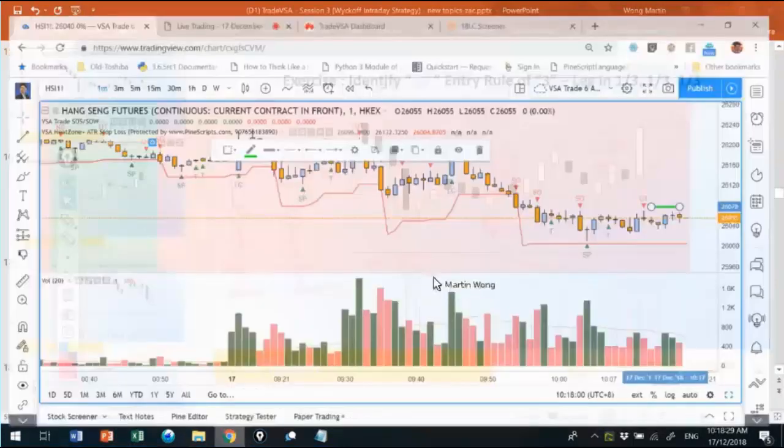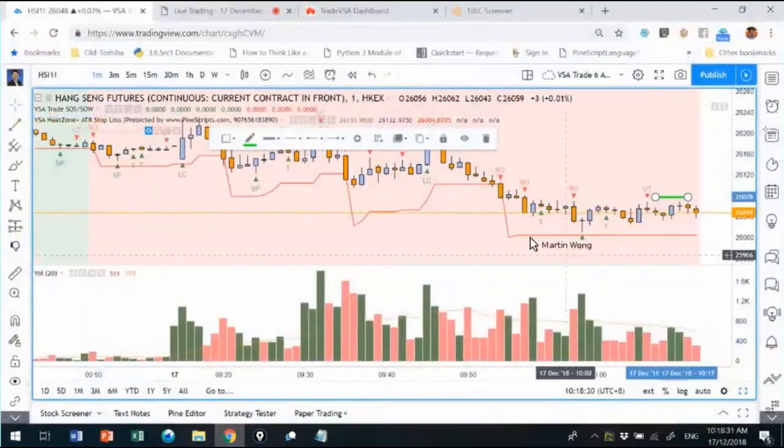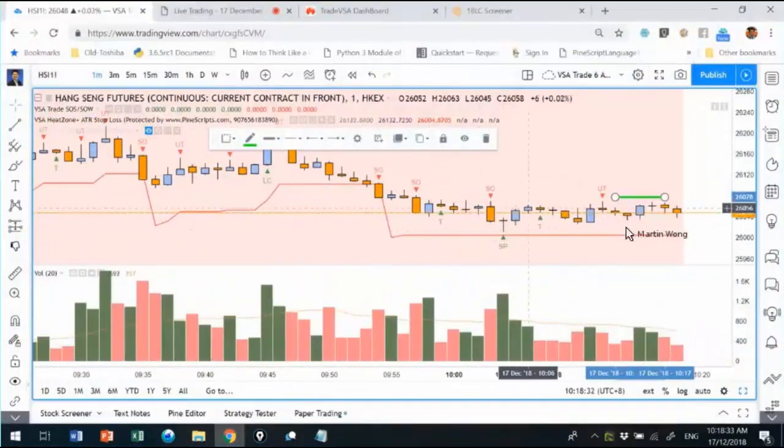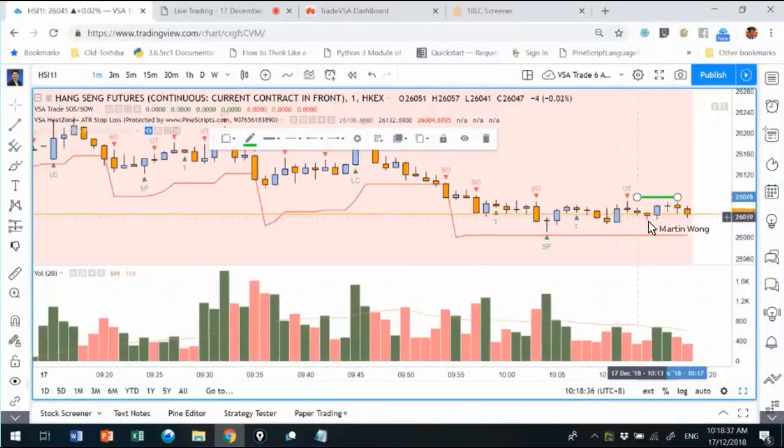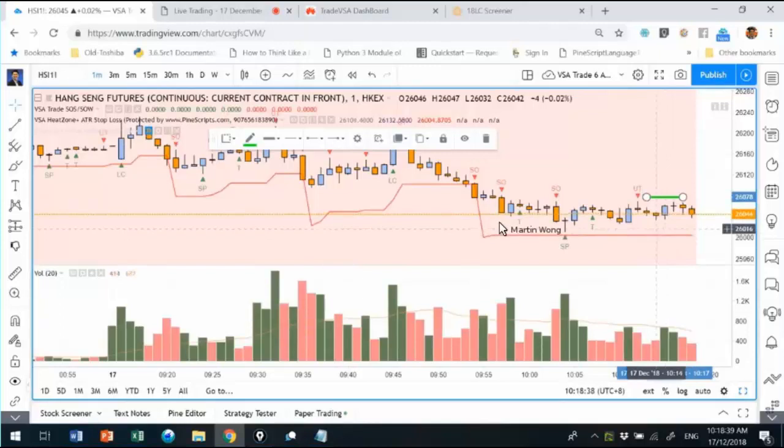So let's go back to this chart and see. We got this here. We got a spring. Now we're looking for another small spring here, if we do get one. However, the volume that drives up here is good. The volume that drives up here, we got a sell-off here.